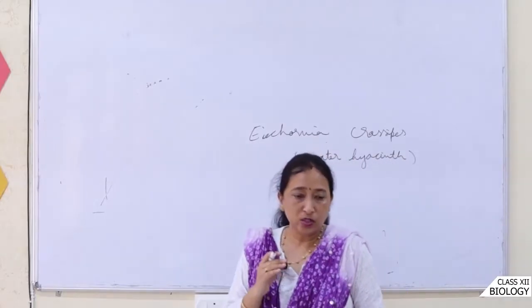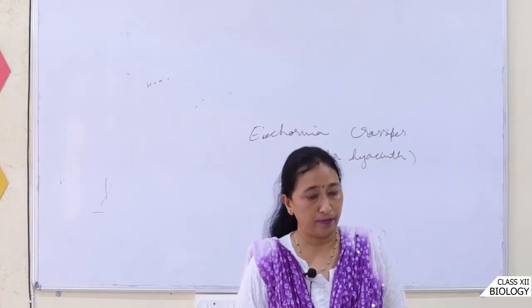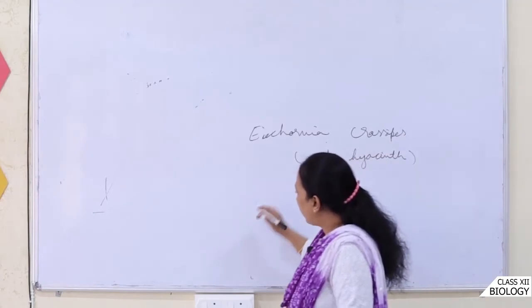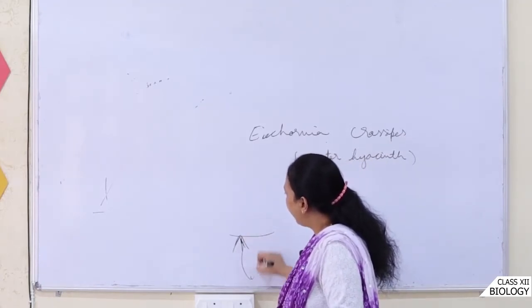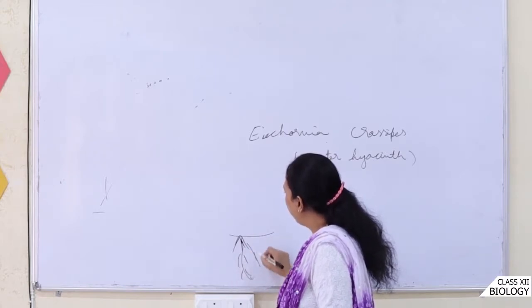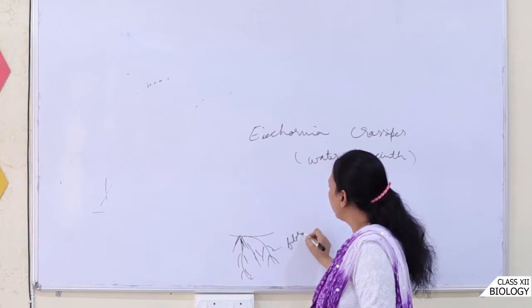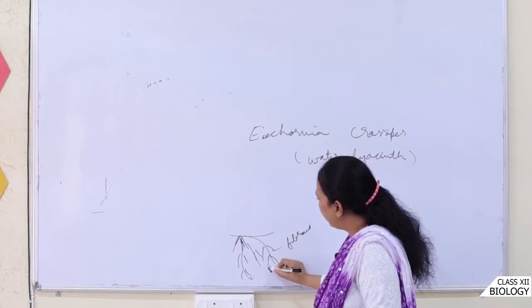Now, this water hyacinth is a floating aquatic herb. It is found in ponds and lakes. When the water level is very low, it gives rise to roots in the mud. Roots are of two types, adventitious fibrous roots, which have root pockets.